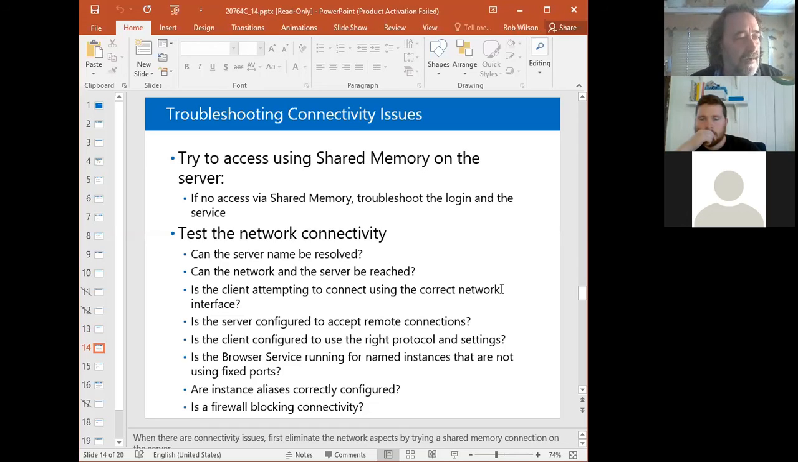If remoting doesn't work, especially remote desktop, then maybe the firewall of the server has been changed. Somebody changed the firewall. It says, nope, no longer accept remote connections. And now nobody can remote either to the box or to the SQL instance.